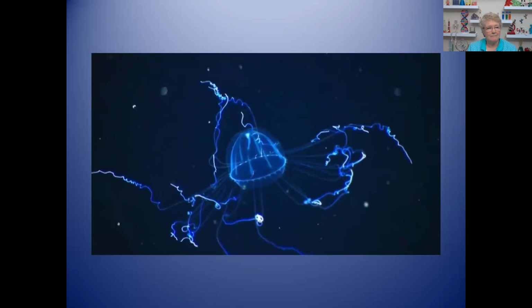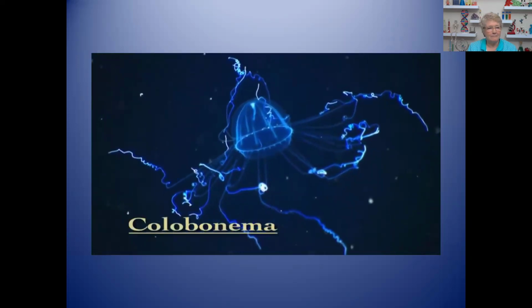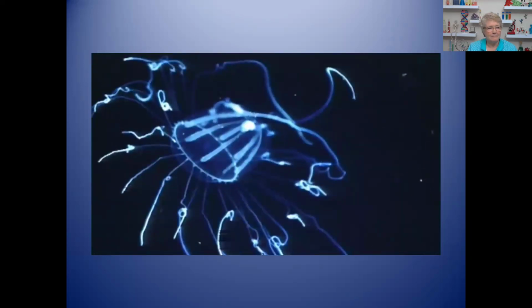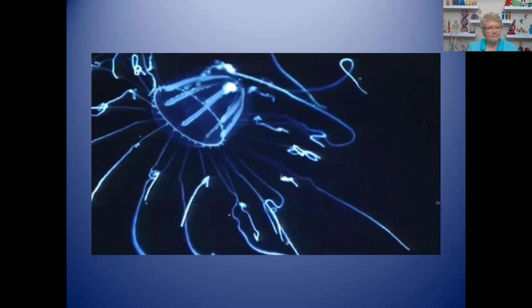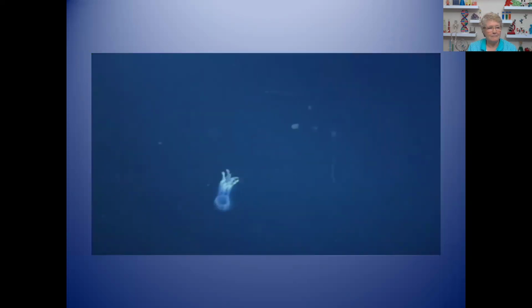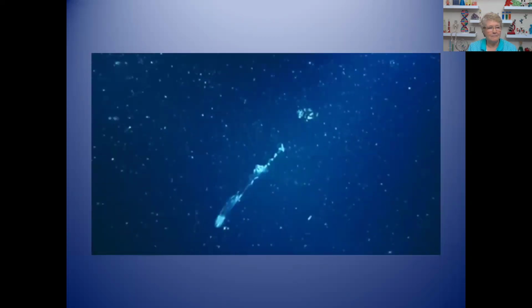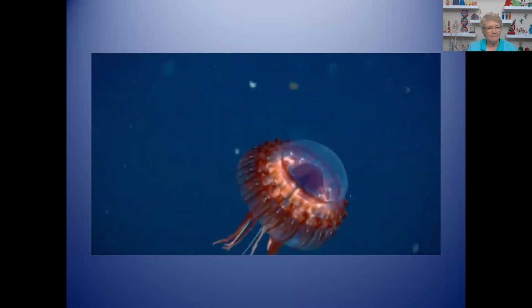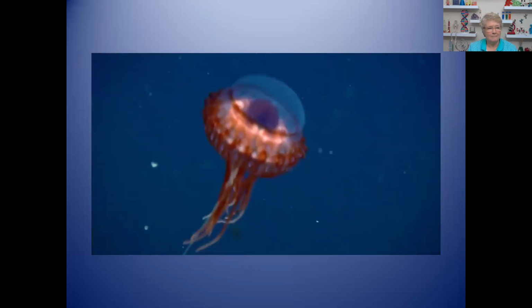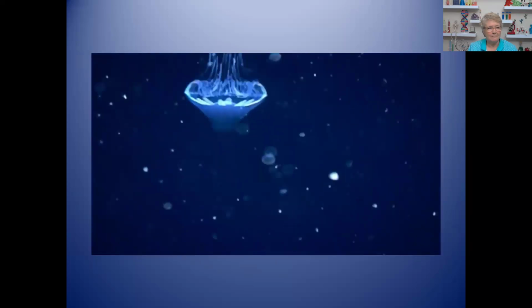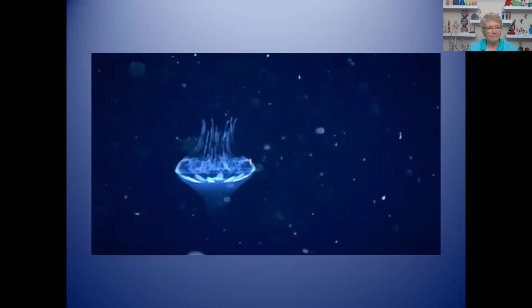Deeper, the crew spots a Colobonema, a jellyfish with a surprising defense. When startled, it detaches its tentacles, leaving them behind as decoys to distract would-be attackers. To some, these Cnidarians appear fantastic, surprising, even otherworldly. But in this realm, they are the dominant animals.